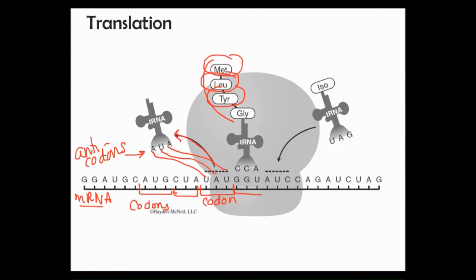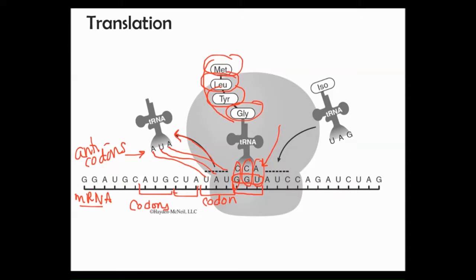Our codon is GGU, so let's look that up in the dictionary. That should go with GLY, G-L-Y. And our anticodon on our transfer RNA should be the complement. G goes with C, G goes with C, U goes with A.